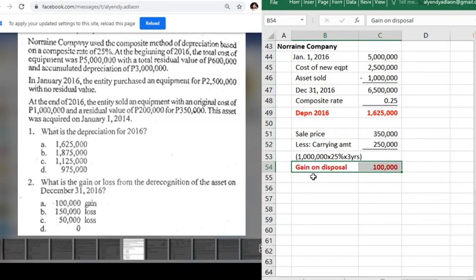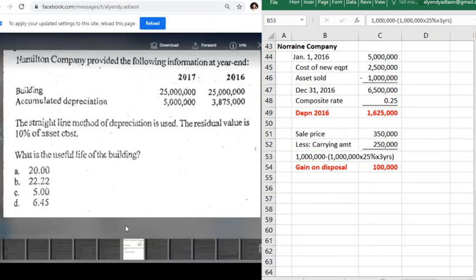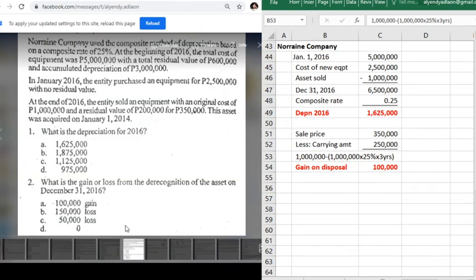Alright, so that is letter A. So how did we get the carrying amount again? That would be the 1 million minus the accumulated depreciation. So just take a look at this formula. Alright, so that is for the Rain Company. Now let's proceed to the next.